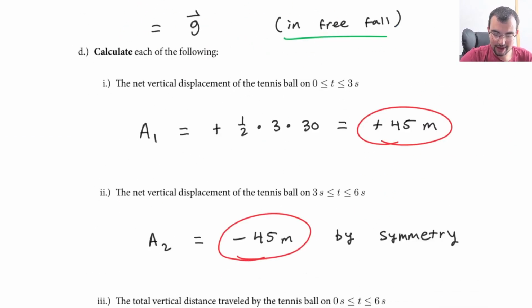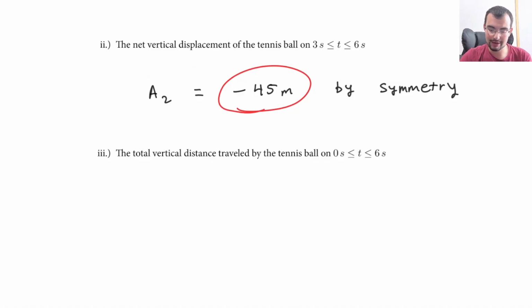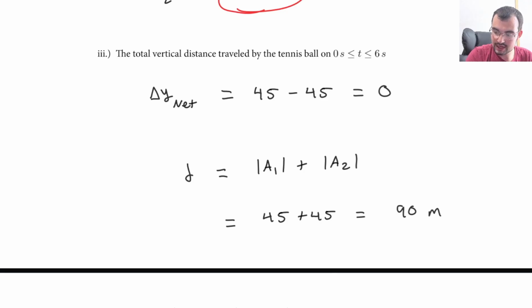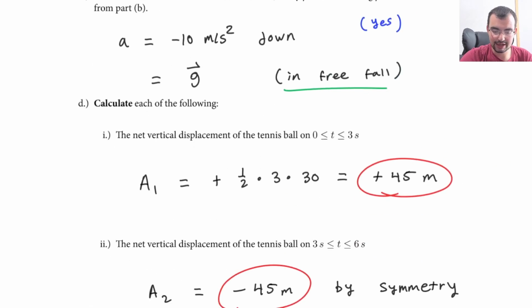This is pretty symmetric. And then what is the total vertical distance traveled by the tennis ball? So we do know that delta y net is equal to 45 minus 45, which is equal to 0, but that's not what we want. That is not the total vertical distance. That's the vertical displacement. What we want is the distance, which is just the absolute value of the areas. So it's not 45 minus 45, it's 45 plus 45, which is 90 meters. Exactly double one of them. So that's a pretty standard canceling question.